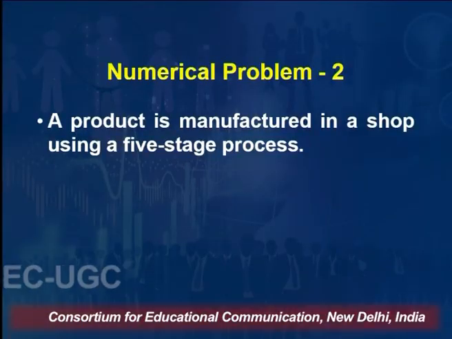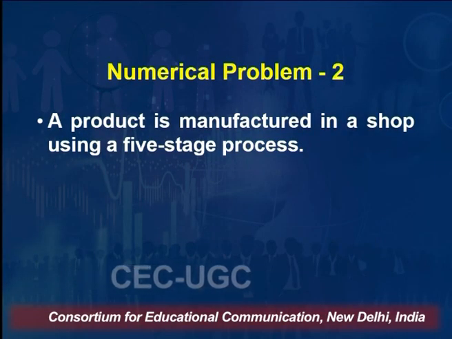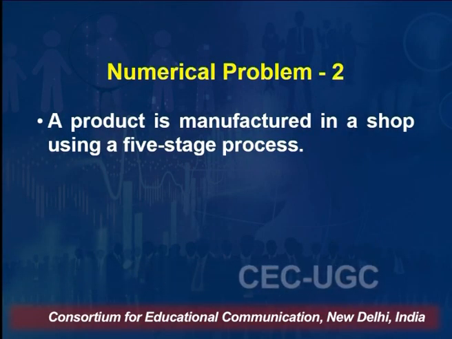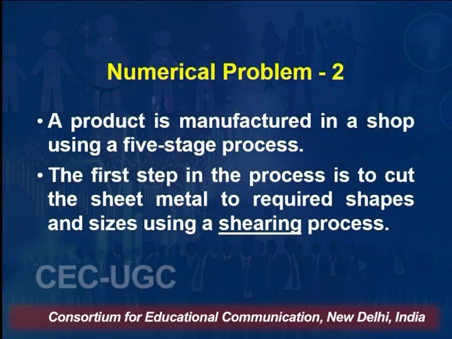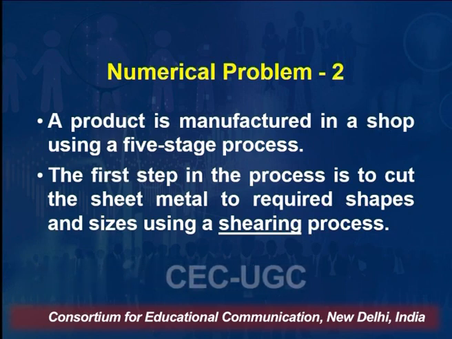We will see one more numerical problem so as to understand it comprehensively. Numerical problem 2. This is a little more difficult problem than the first one. Here we are saying a product is manufactured in a shop using a 5-stage process. The first step in the process is to cut the sheet metal to required shapes and sizes using a shearing process.